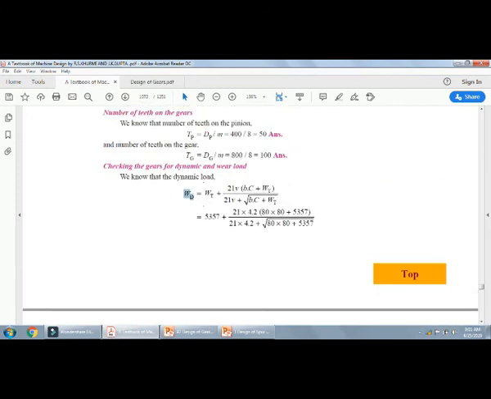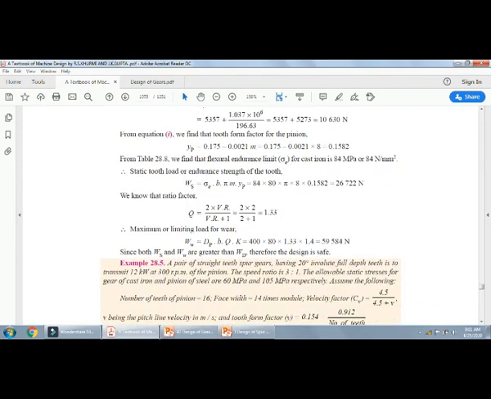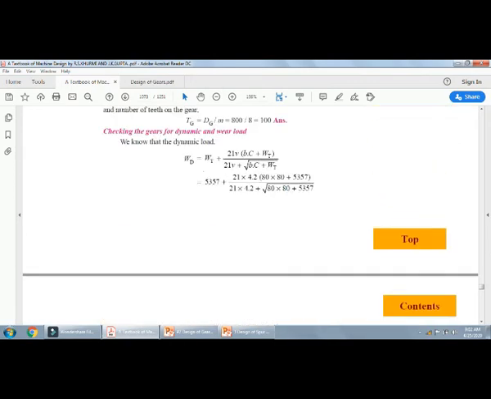We have already calculated Wd also. It means for checking the gears for dynamic load and wear load, we will calculate the dynamic load, we will calculate the wear load, and we will calculate the static load. So our static load and wear load should be greater than the dynamic load. So we can simply say the design is safe.